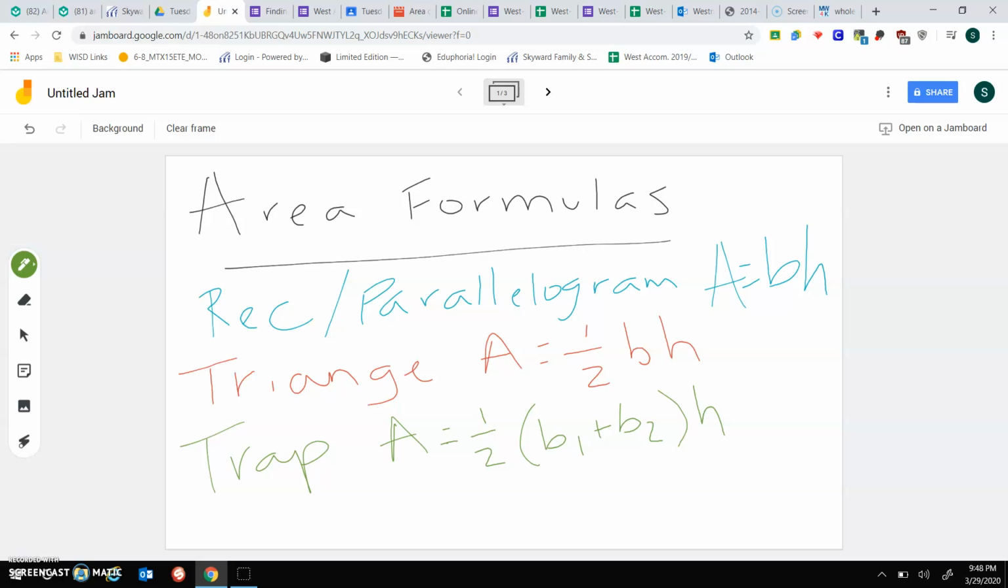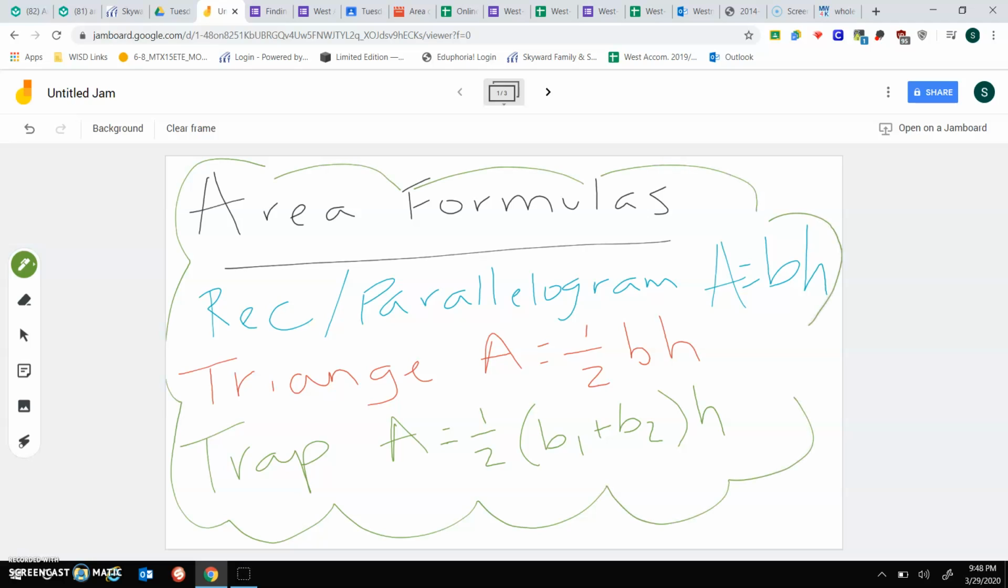Okay, and so these formulas, write them down, keep them, because on your quiz you're going to have on Friday, these are important and you will need them and use them, or you can use a formula chart if you want to Google it. Okay, and we're going to go ahead and do a couple examples. We're going to do an example of each.